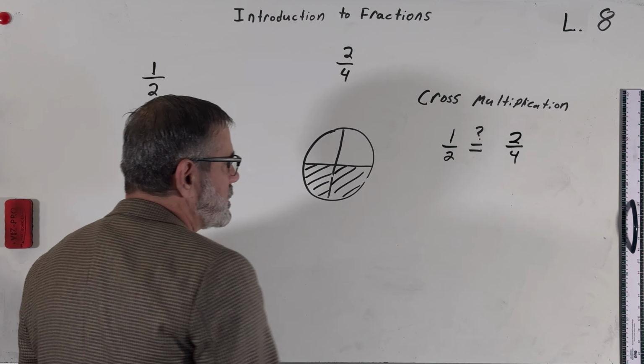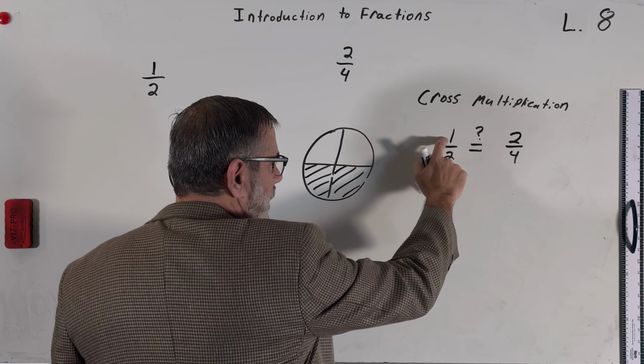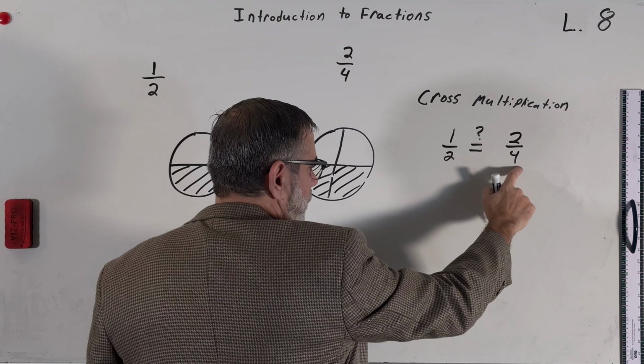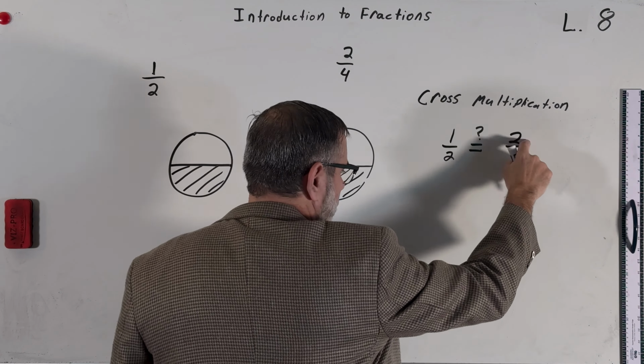Now the cross multiplication says to take the numerator of the fraction on the left and multiply it by the denominator of the fraction on the right. And take the denominator of the fraction on the left and multiply it times the numerator of the fraction on the right.